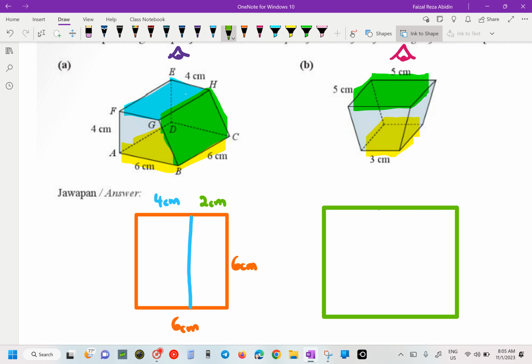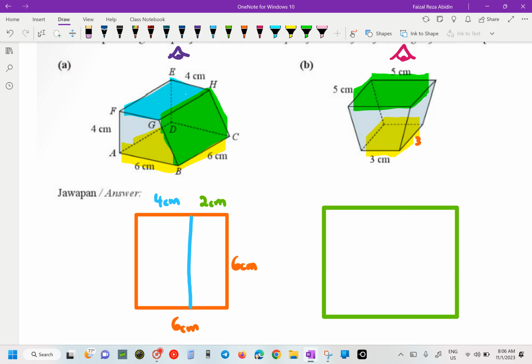Then we are going to have in the middle here, that means if the base is going to be 3, left and right is going to be 1 and 1, am I right? So you are going to have 3 centimeters in the middle here. Wait, 3 centimeters there, if you look, this one also 3, isn't it? So it's going to be like that, right?